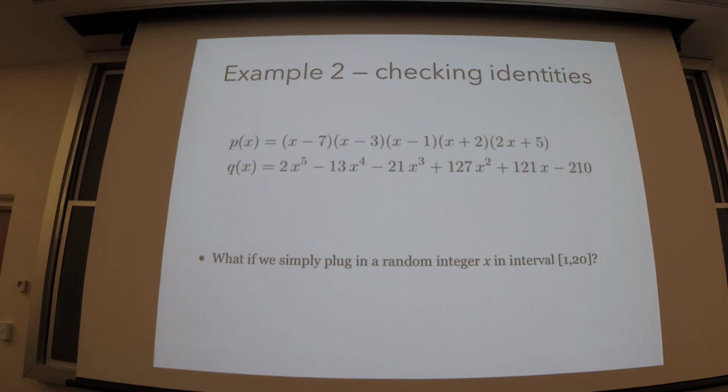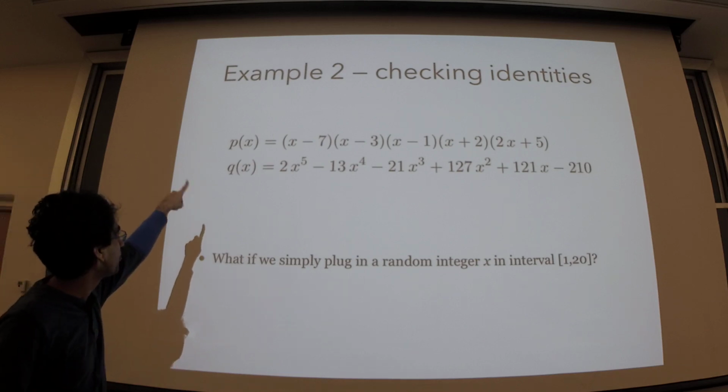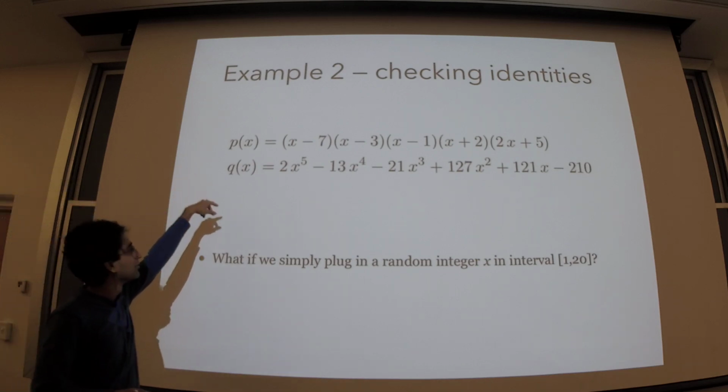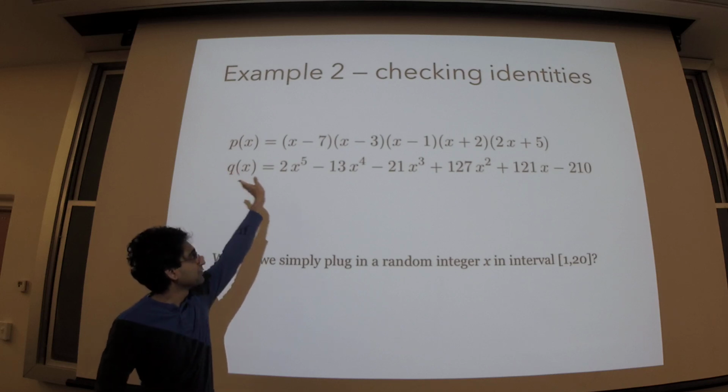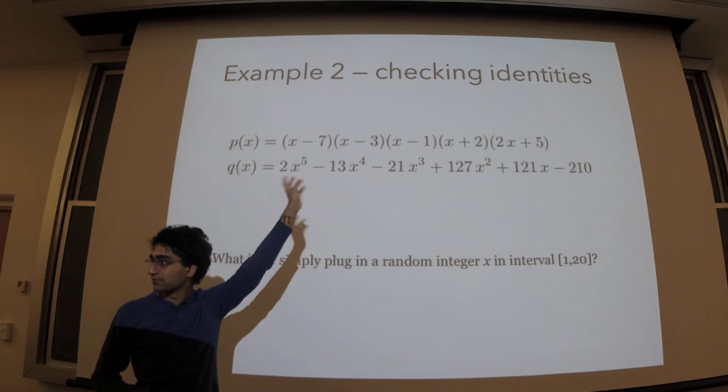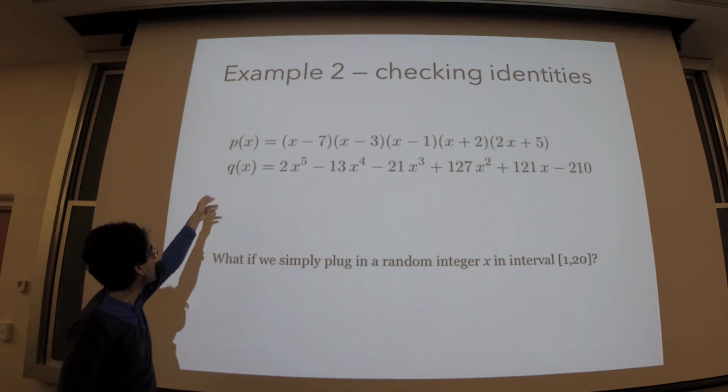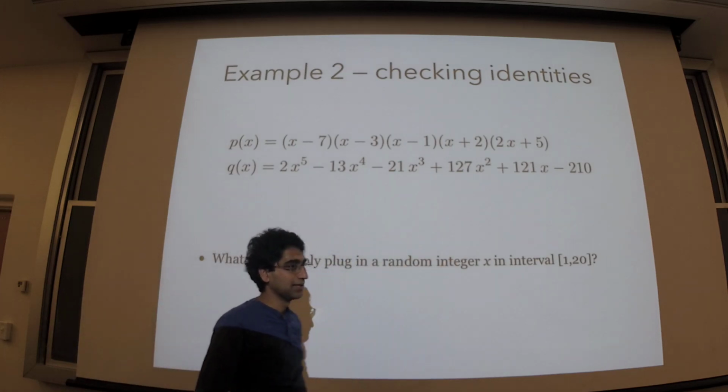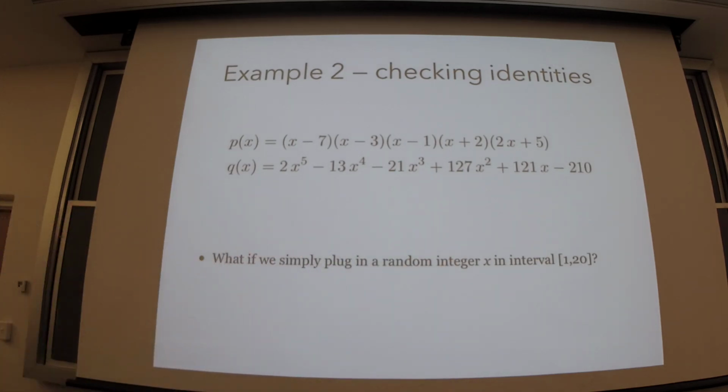So the problem is the following. Suppose I give you two polynomials. One is p of x equals some expression, and another is q of x equals this. And I ask you, is p of x equal to q of x?